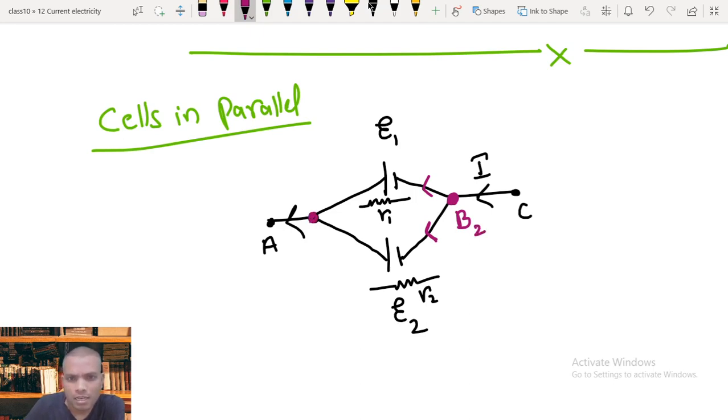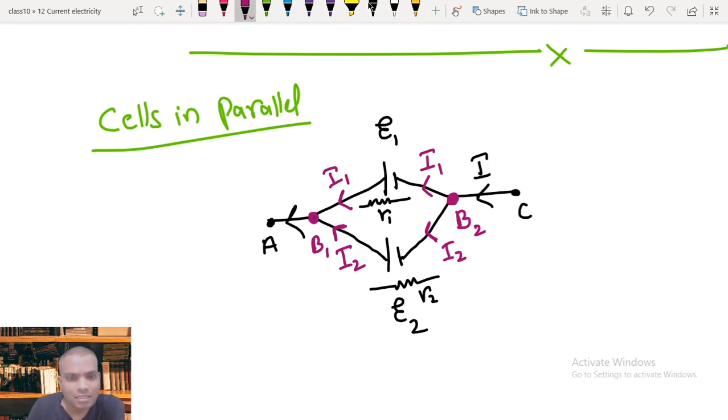So this junction I'll take as B1. When current is entering through junction B2, the current is supposed to pass through two ways. If I1 is the current flowing through the first cell and I2 is the current flowing through the second cell, the same current also leaves through the second cell. Here comes I2, and from the first cell it comes as I1.